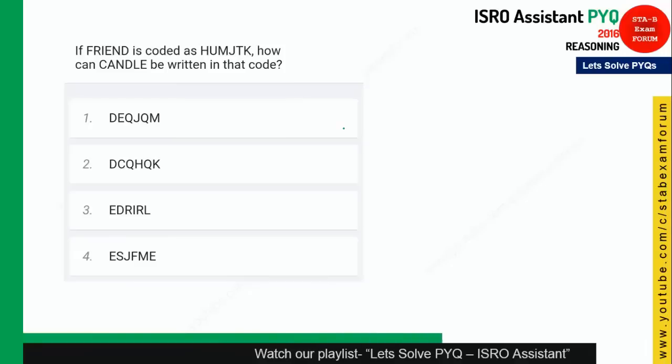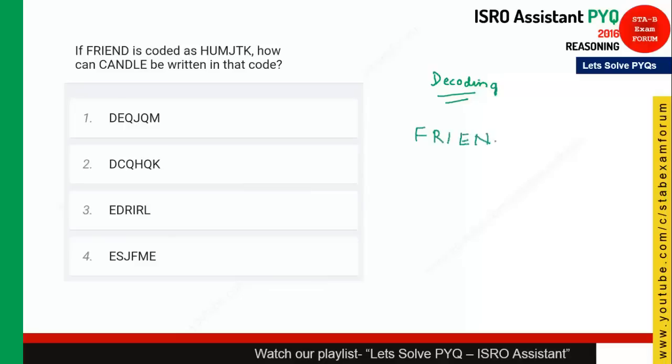Student, this question is from the category called coding decoding. It is a very important section in all the competitive examinations. You need to decode how the word is being coded. Let's see the word. The word is FRIEND, and it is coded as HUMJTK. So you need to establish a relationship between these two words.